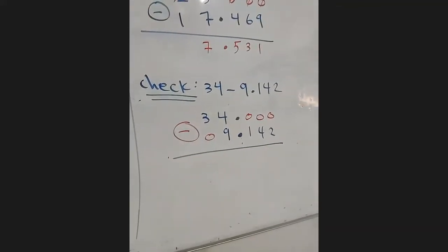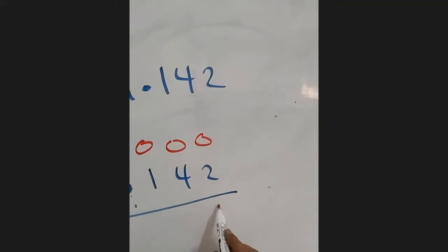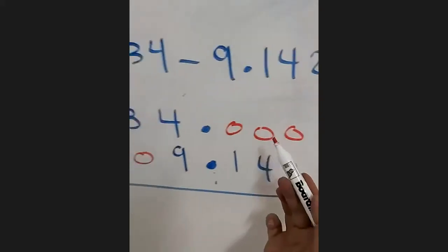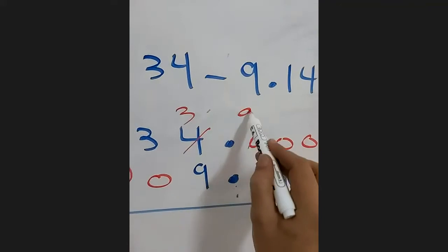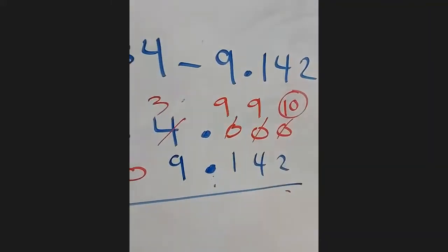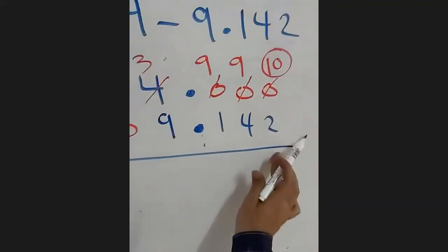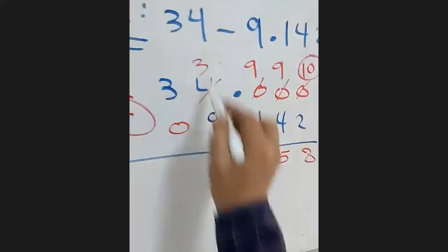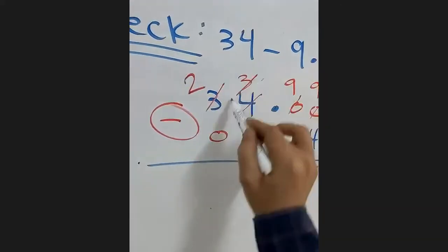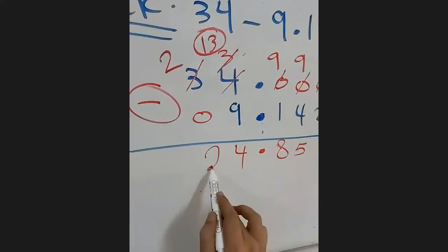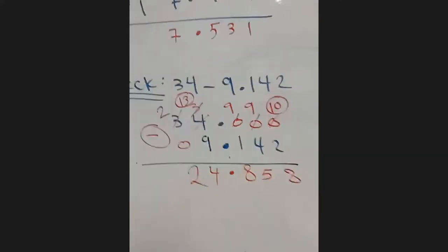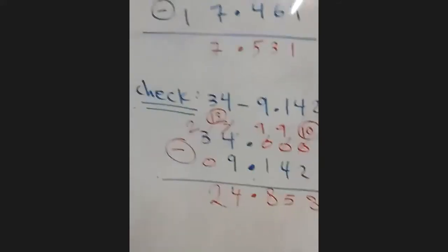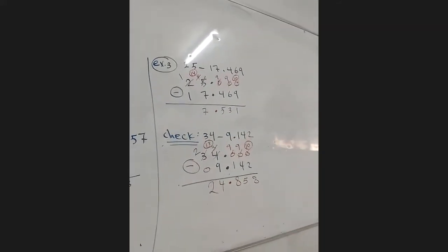For subtraction. Yalla, 0 minus 2, no, 0 minus 4, huh? No. We borrow from the 4. This 4 will be 3. This will be 9, this will be 9, and this will be 10. Now, 10 minus 2, 8. Here 5, here 8, decimal. 10 minus 9, it cannot. This will be 4, and the 2 will come down. So the answer is 24 decimal 858 thousandths.